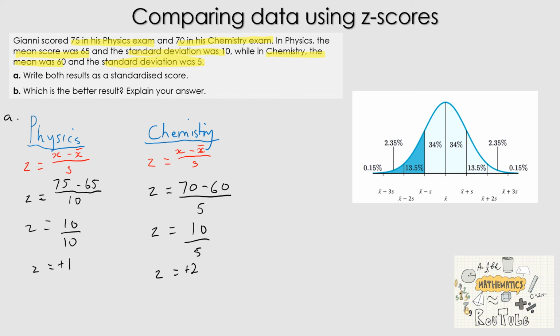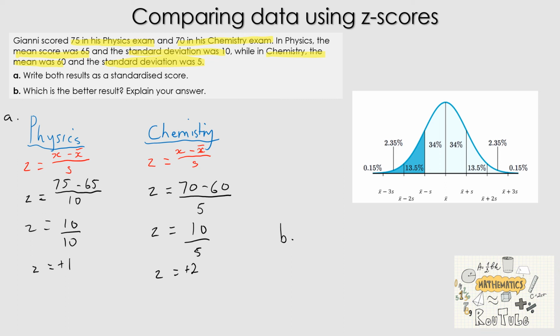So we've got a z-score for physics and a z-score for chemistry. Now, let's answer part B. Which is the better result? Again, like I said before, please don't just look at the results and say, well, 75 is better than 70, so therefore he performed better in physics. No, that's not the case. It's always in relation to the mean, or relative to his classmates in the specific subject. So essentially, we can see which z-score is higher.